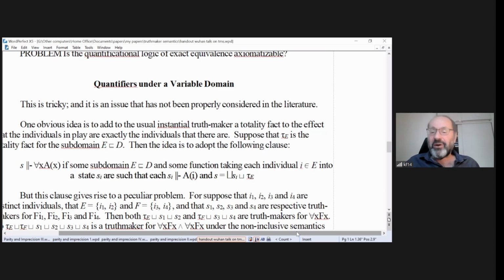We're saying the totality fact, we're saying the domain is E, and the domain is also F. So it's an impossible state. And we also have truth makers for each of these individuals being F. Now, I'm not trying to say that it shouldn't be regarded as a truth maker, because it is a fusion of two things that could be regarded as truth makers, but it's quite weird. It makes one think something's going wrong.